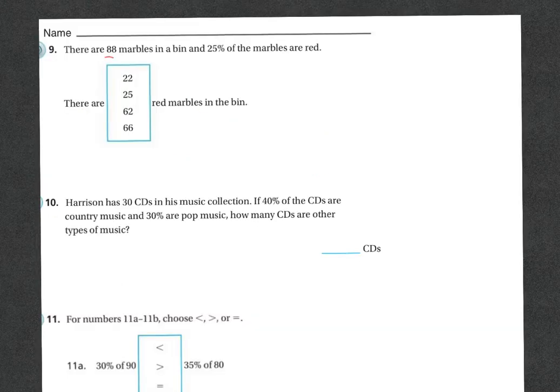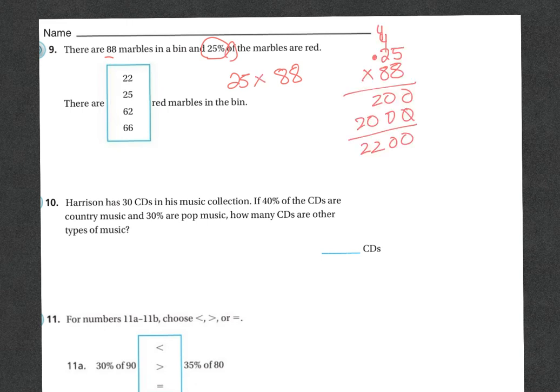Okay, there are 88 marbles in a bin, and 25% of the marbles are red. So how many are red? So 88, 25%. Remember, the of means multiply. So remember, we're going to multiply. We have to turn this into a decimal, so it's going to be 0.25 times 88.